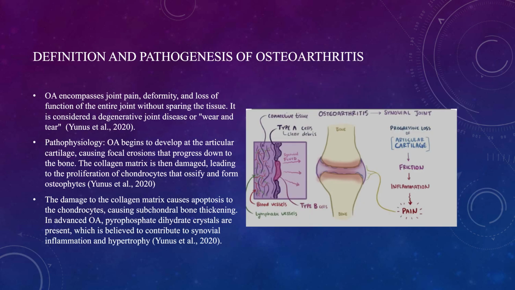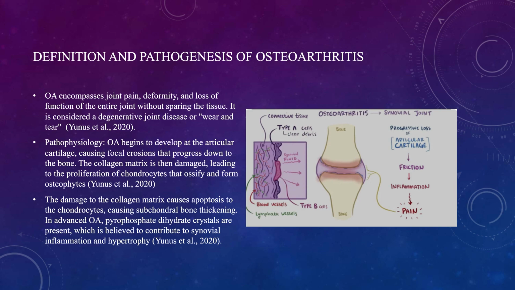The definition and pathogenesis of osteoarthritis. The pathophysiology of OA is a multifactorial biopsychosocial process, and it's still being studied. Initially, OA was considered to be just due to wear and tear of the joints, especially the weight-bearing joints. However, multiple factors contribute to the pathogenesis of OA, like pro-inflammatory mediators and protease. OA starts to develop at the articular cartilage, which is also known as the shock absorbers, which then start to erode and progress down to the bone.